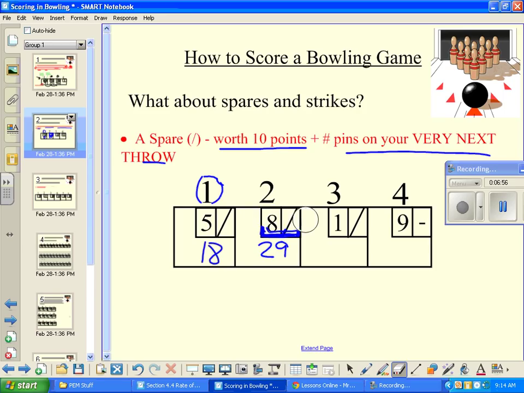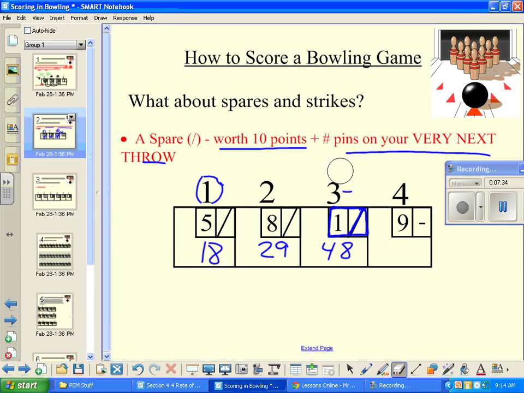Go to the third frame. In the third frame, you got that 1 pin like we talked about. Not a very good shot to start your third frame. But you got all the other 9 pins because the spare, or that line, means you got all the rest of the pins. So again, in the third frame, you got a spare. This means that's worth 10 pins right there. And then in the third frame, you also get to add on whatever you got in your very next throw. The very next throw, you got a 9. So this spare is worth 10 plus the 9 that you got in the next throw. The spare in the third frame is worth 19 pins. Add that 19 to the total you had so far, 29. So far, you've got 48 in the third frame.